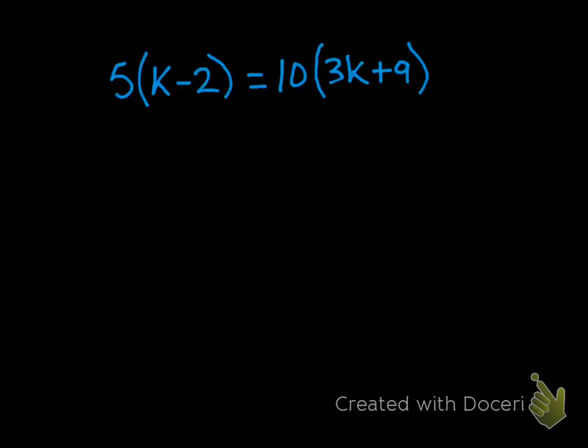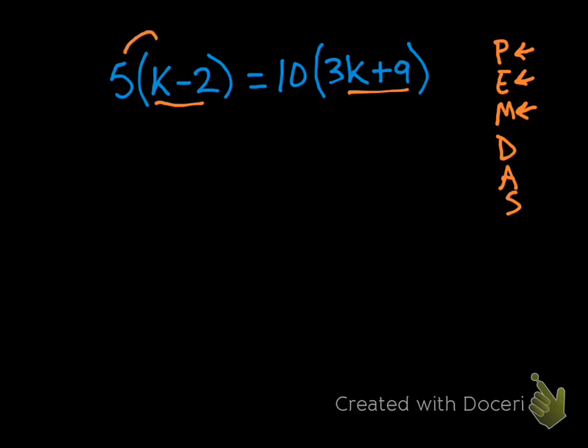Our next example is 5 times the quantity of k minus 2 equals 10 times the quantity of 3k plus 9. So, order of operations again. We have to check inside our parentheses, is there anything that can be simplified on either side? Okay, there's nothing that can because k and negative 2 are not like terms, and 3k and positive 9 are not like terms. We don't have any exponents, so we move on to multiplying.